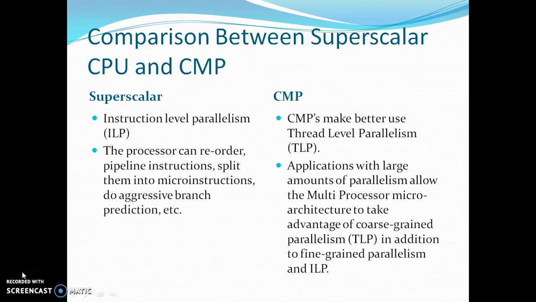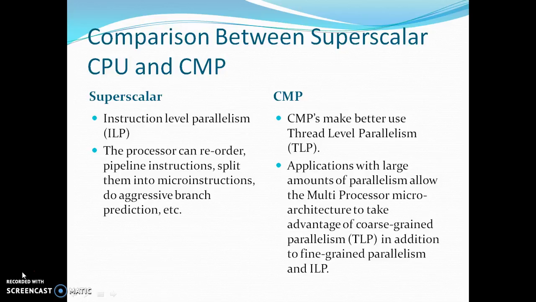Superscalar processors make use of instruction level parallelism. That is, to increase the performance, a single instruction was divided into a smaller number of instructions. This is instruction level parallelism. But on the other hand, CMP makes use of thread level parallelism. That is, on different cores, there are n different threads running simultaneously. So n different tasks can be performed at the same time.